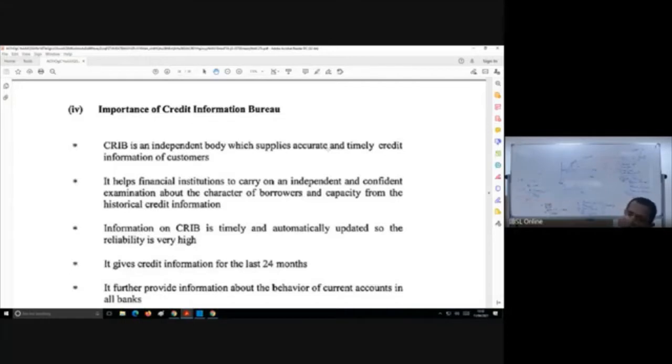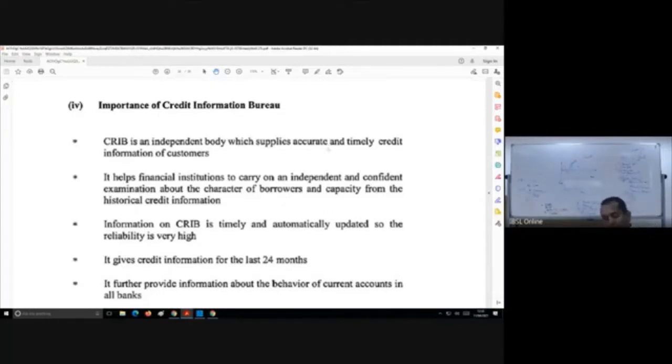So any banker, in order to ascertain the character, we take the credit risk.